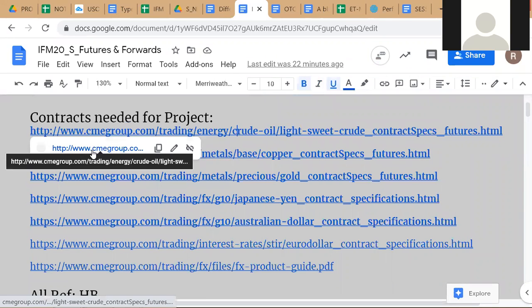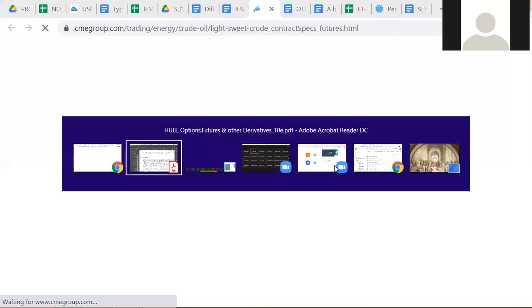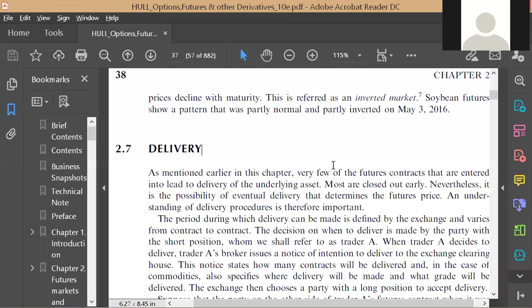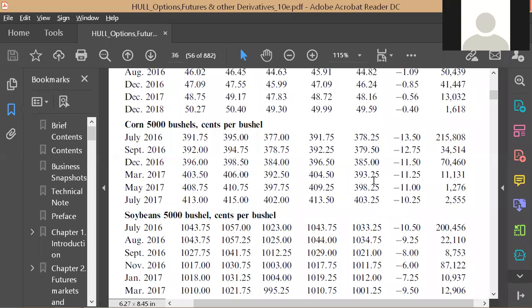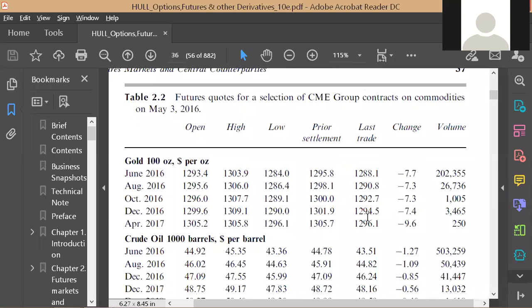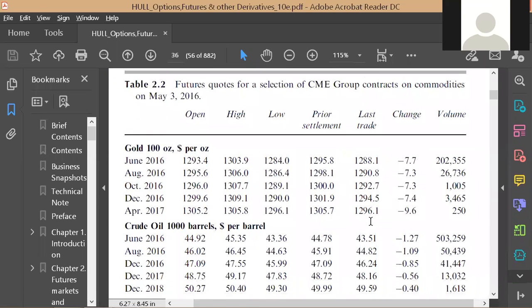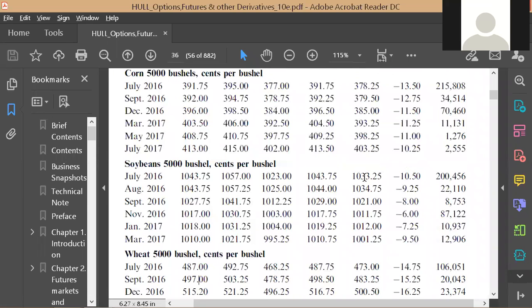Let's look at crude oil. So the part that he's referring to, inverted market and normal market. Let's look at this. We can look at this also. What is the first column? Open, high, low, close, last trade. Let's look at the last trade, which is the third last column. You notice here, this is a normal market they're referring to.